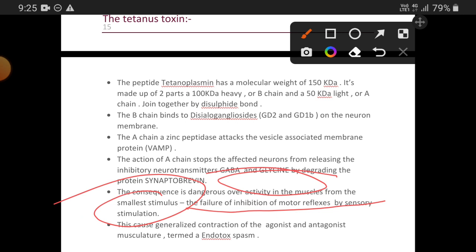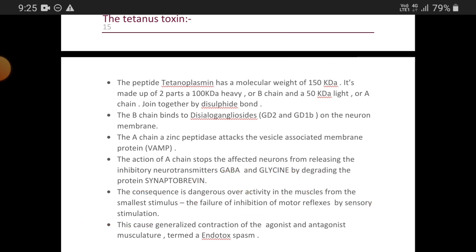So the idea is here the peptide is tetanoplasmin, whose molecular weight is 150 kilodalton, and among them the A chain's molecular weight is 50 kilodalton. It is again the smallest subunit, and the B subunit is 100 kilodalton, and it is the largest subunit.